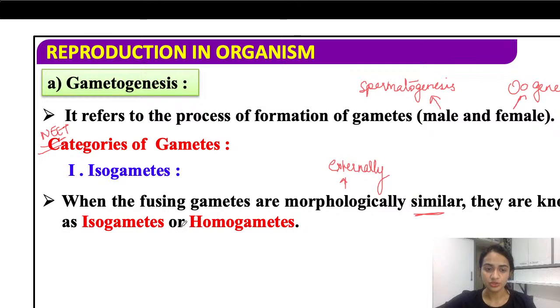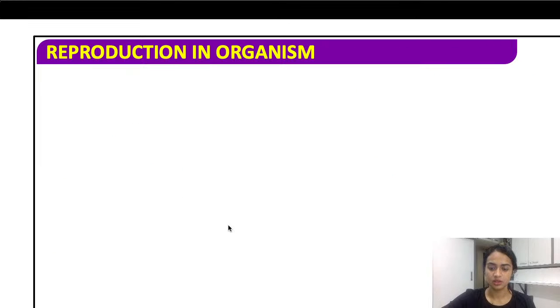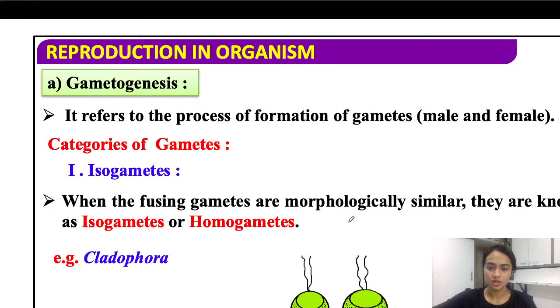They are known as isogametes or homogametes. Homogametes, again, homo is a term used for similar. So the example is Cladophora. See, here we can observe that both the male and the female look very much alike. They are so similar to each other morphologically, but not genetically. One is male and the other is female, so they are only similar looking morphologically, but genetically it is not. Hence, they are termed as isogametes.